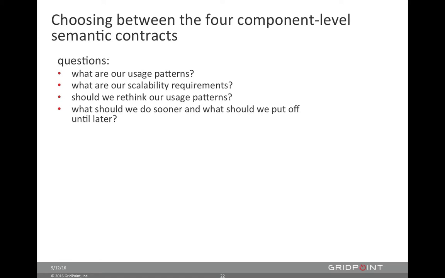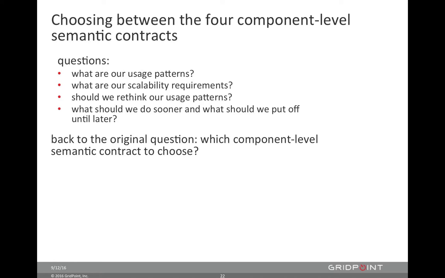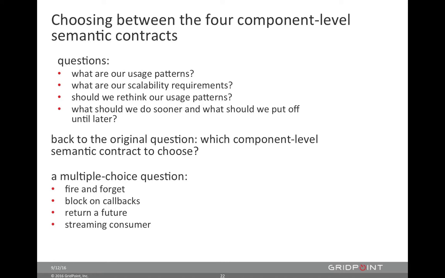So this brings me to a set of questions that are worth asking when deciding between these semantic contracts. You may very well find that your existing usage patterns are not necessarily as scalable as other usage patterns, but maybe they're scalable enough for now. So back to the original question, you may very well find yourself wanting to support more than one contract and to go back and forth between these choices, such as through configuration. So we could view this question as a multiple choice question.